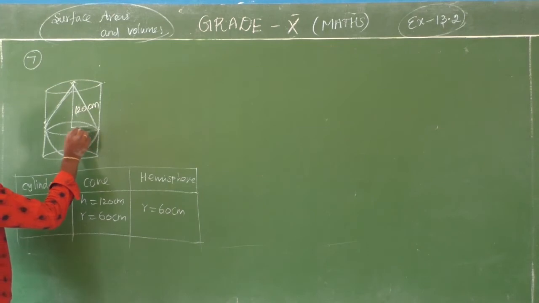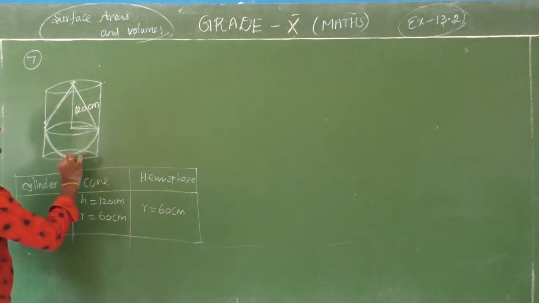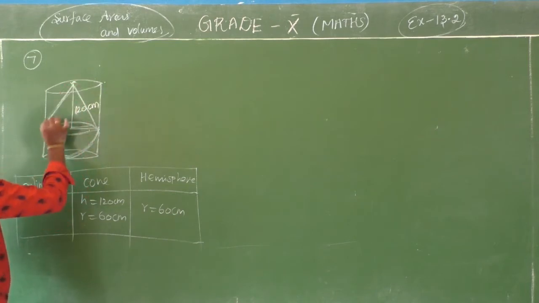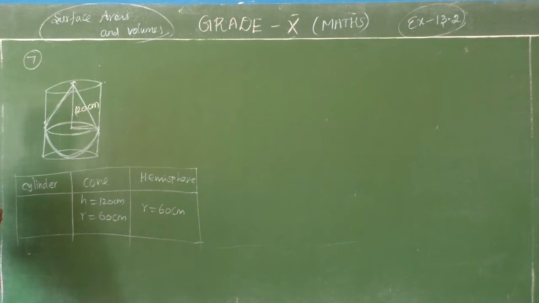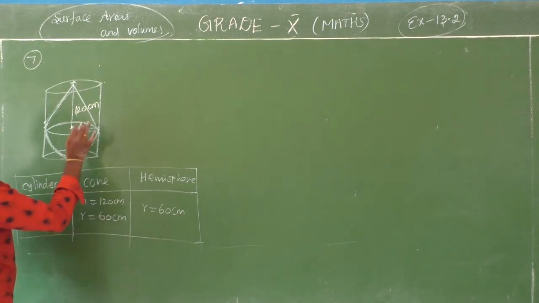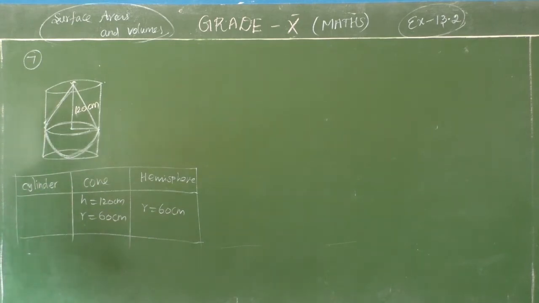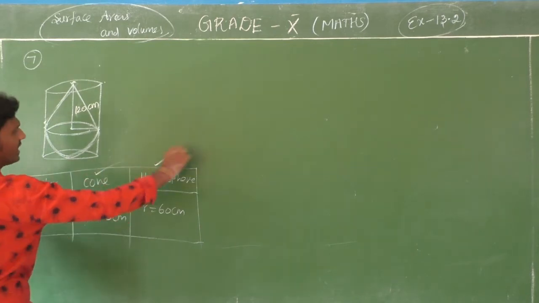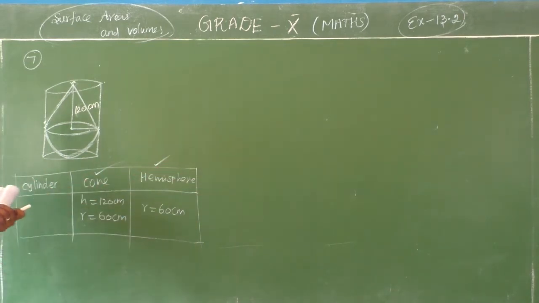So students listen carefully all of you. You have a hemisphere. On the hemisphere, one cone is standing. That cone has a height of 120 centimeter and radius of 60 centimeter. Yes students? Okay. Now you have the same radius for both the cone and the hemisphere. Now coming to the cylinder.